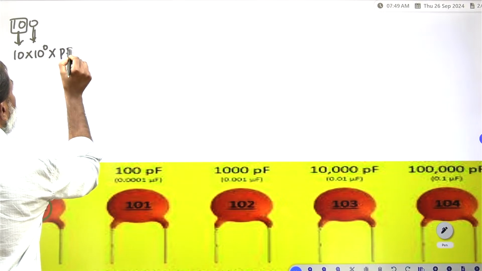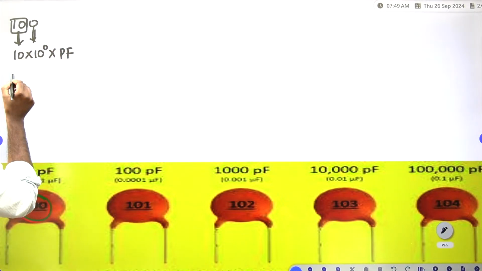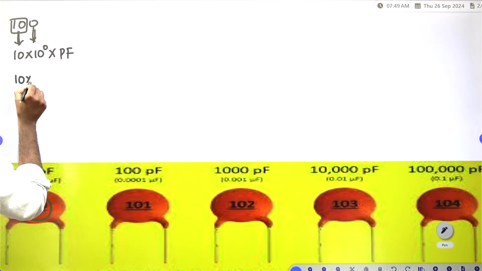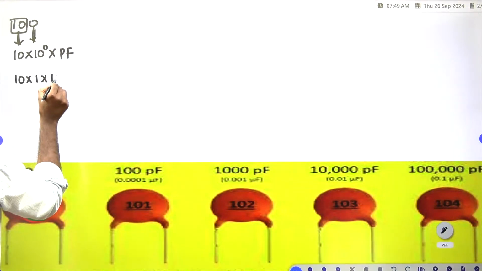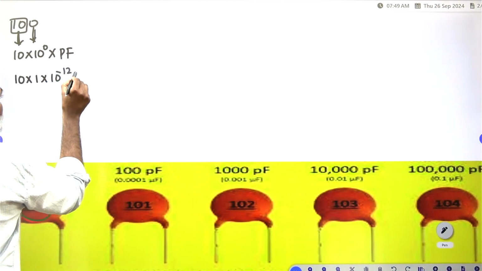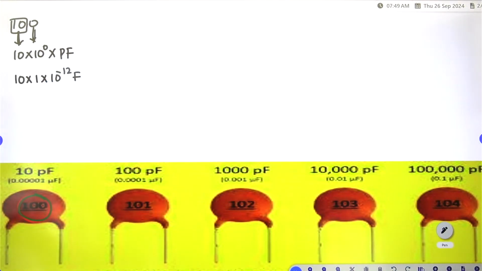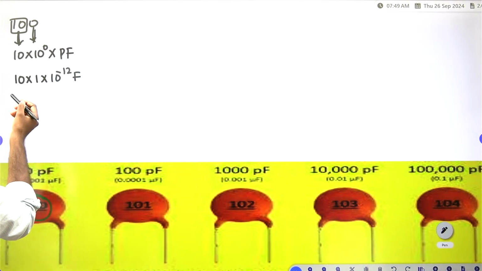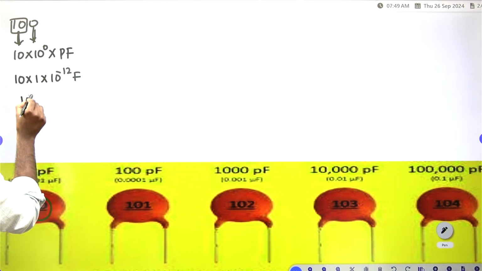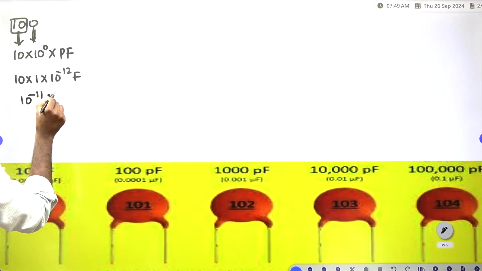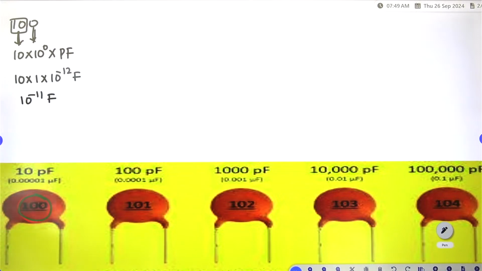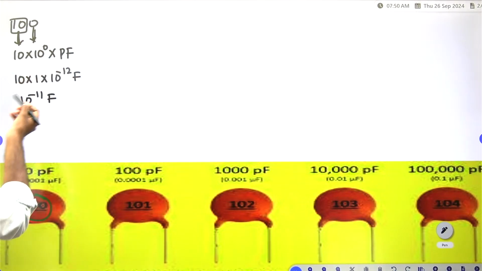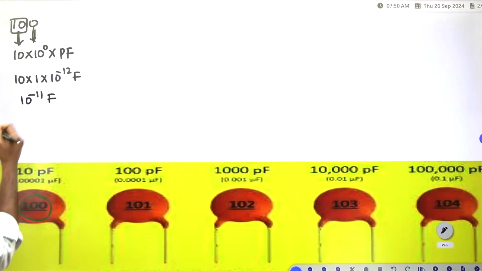Pico means 10 to the power of minus 12. 10 into 10 to the power of 0 is equal to 1 into 10 to the power of minus 12 farad. So therefore we have to write 10 to the power of minus 11 farad. Otherwise you can take it as 10 picofarad, or 10 to the power of minus 11 farad.